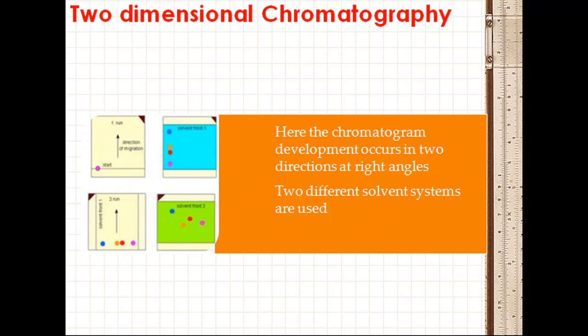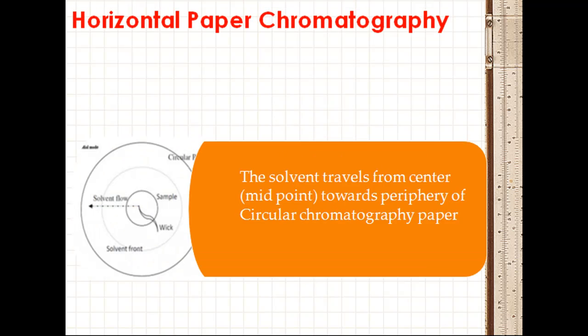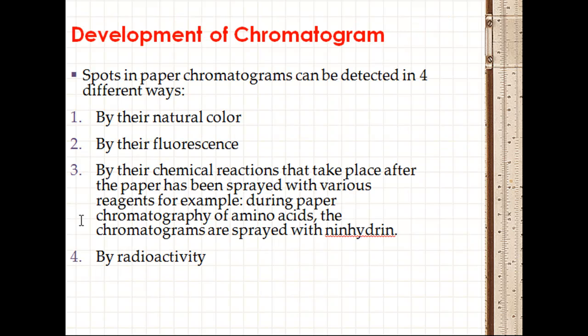Two-dimensional chromatography. Here the chromatogram develops in two directions at right angle. Two different solvent systems are used in this. Horizontal paper chromatography. The solvent travels from the center midpoint towards the periphery.